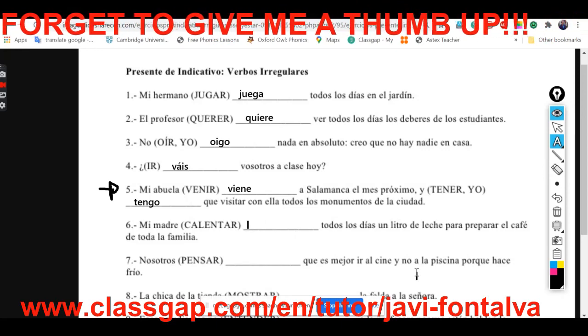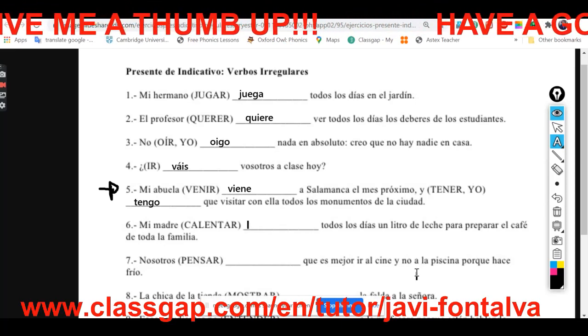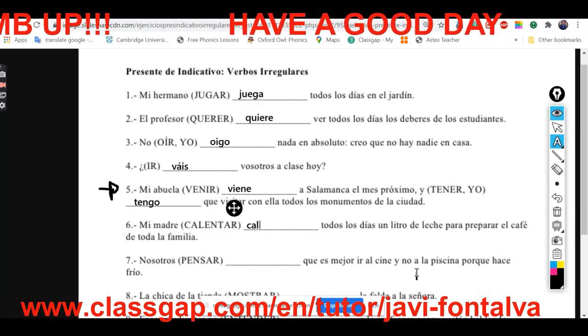Calentar. Mi madre... What is calentar? Calentar, caliente. It is to heat up.